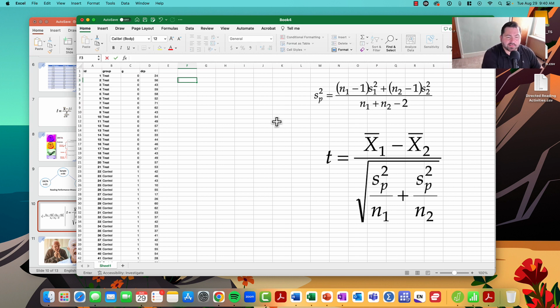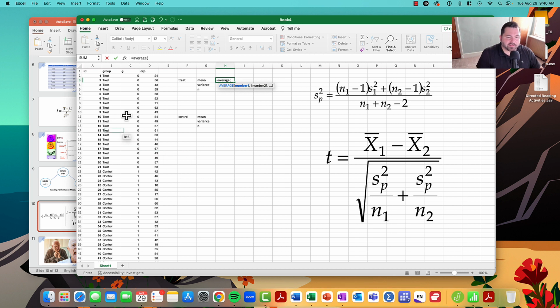To go ahead and do that, let's calculate our treatment group, which is the directed reading group, and the control group. And what do I need here? I'm going to need the mean for both of these groups. I'm going to need the variance for these groups, and I'm going to need the sample size for these groups. Okay? And so in order to do that, let's set our cell equal to average.